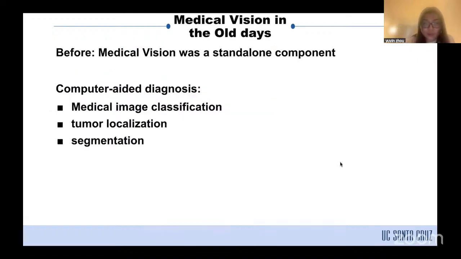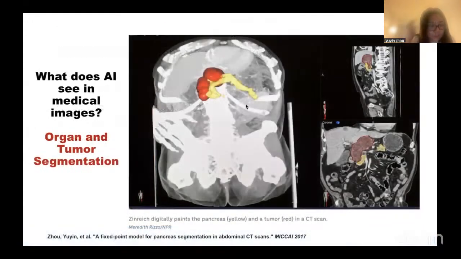So medical vision in the old days was basically a standalone component. As you can see from many of the previous computer-aided diagnosis systems, there were different models built for, for example, medical image classification, tumor localization and segmentation, or other different tasks. Now, during my PhD days at Johns Hopkins University, we built a lot of medical image segmentation models aiming to detect early pancreatic cancer.